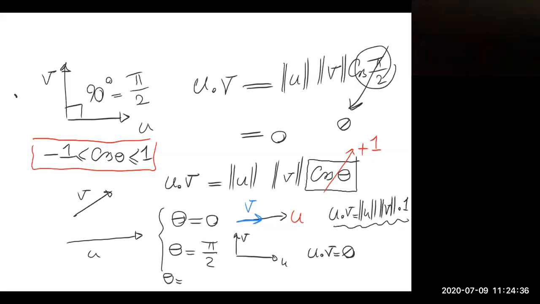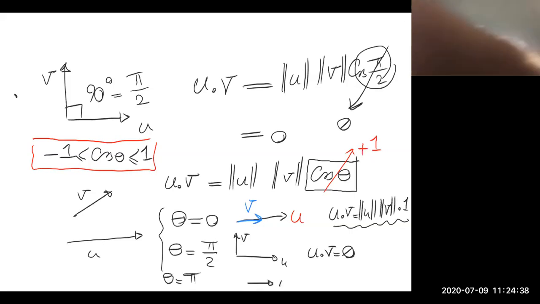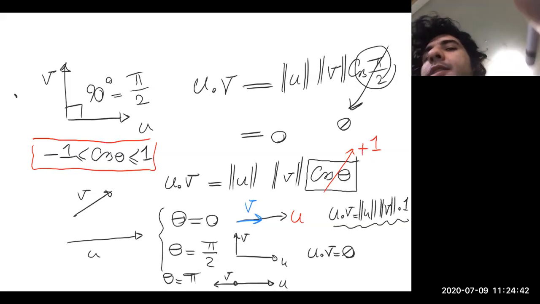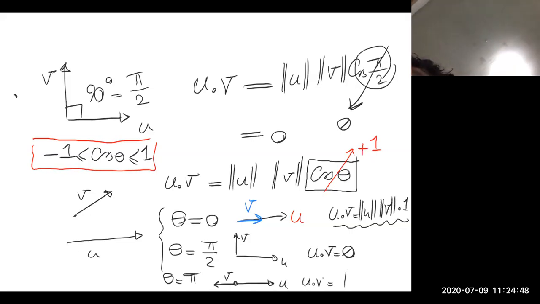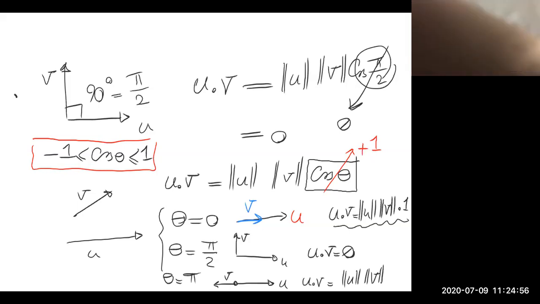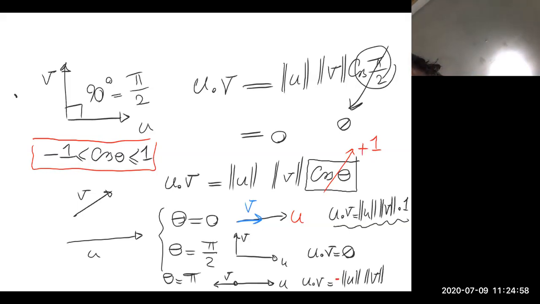When theta is pi, it means they have the exact opposite direction, right? One of them is in one direction, the other one is in the exact opposite direction. u dot v would be the length of u times the length of v times cosine of pi. But what is cosine of pi? It's -1. So we should multiply this thing by -1.